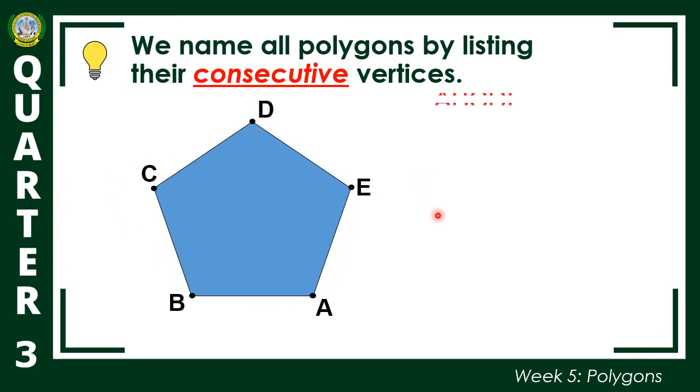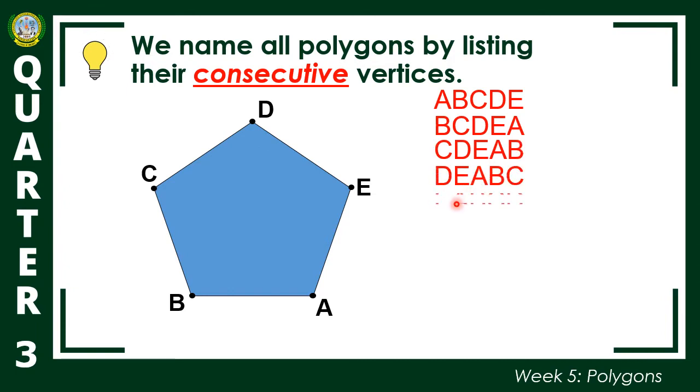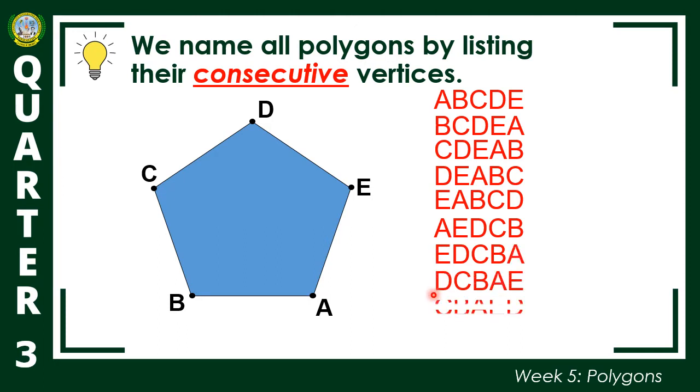For example, this polygon can be named as polygon ABCDE. Pwede ring BCDEA, CDEAB, and so on and so forth. So all in all, meron po tayong 10 possible names para po sa ating polygon na ito. So pagdami po syempre ng vertices, pagdami rin po ng paraan kung paano natin papangalanan yung isang polygon.